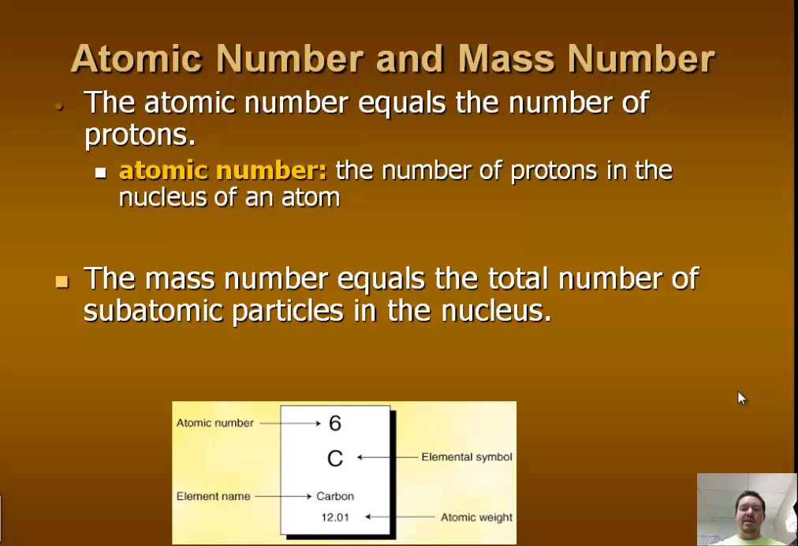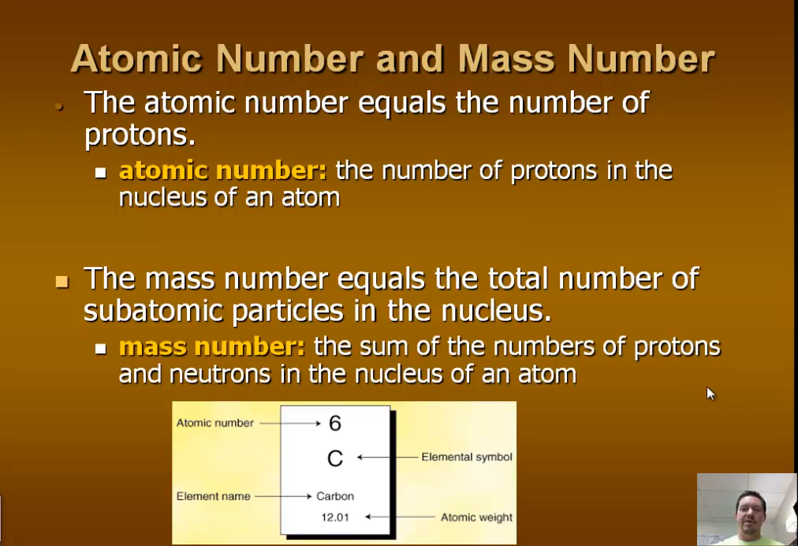And then the mass number. We have an atomic weight down here, but the mass number is the total number of subatomic particles in the nucleus. So with the mass number, we typically count the protons, count the neutrons, and add those together to give us the mass number. Sum of the protons and neutrons.